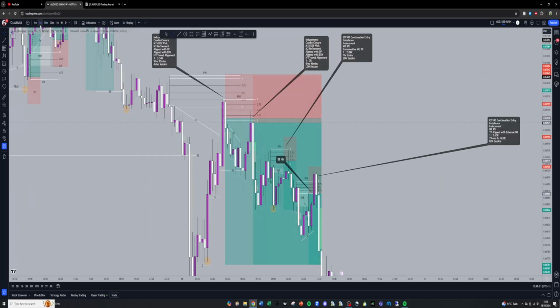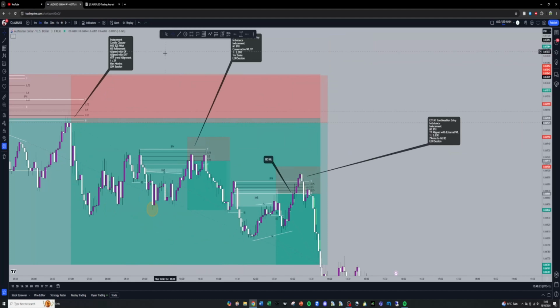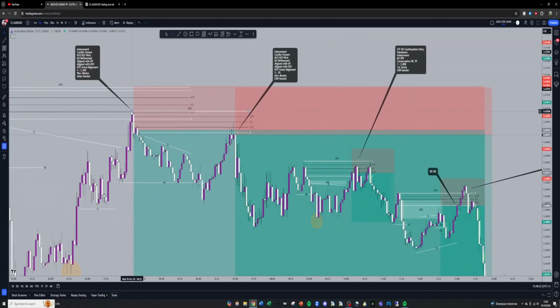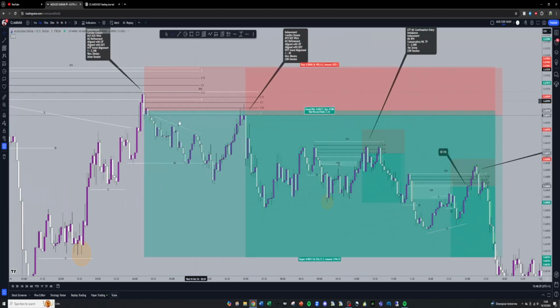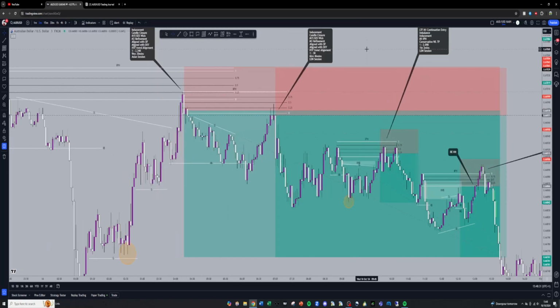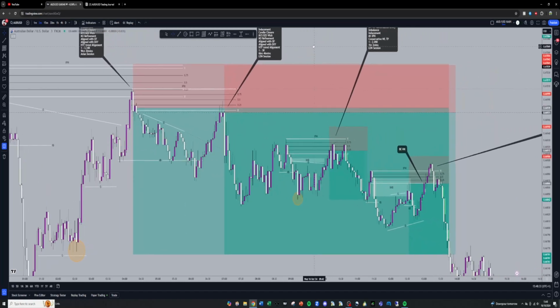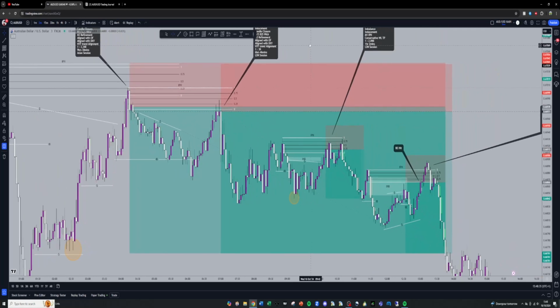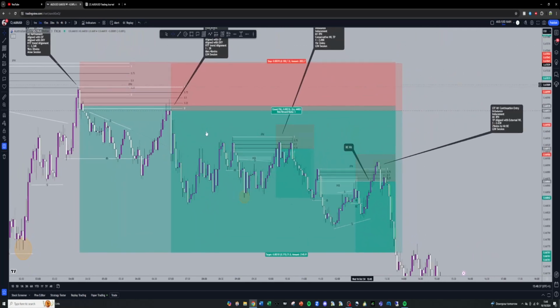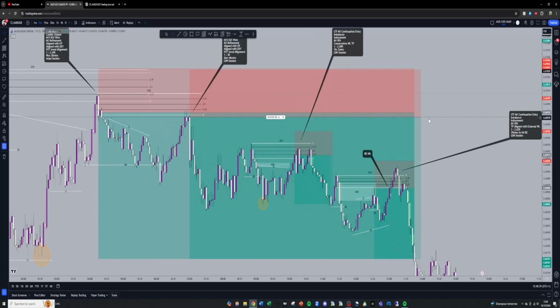So this was actually just a 3-minute setup. So the notes lie. It was just a 3-minute supply setup. So a standard 3-minute continuation setup aligned with DXY and higher time frame trend. So that then obviously went on to hit TP.